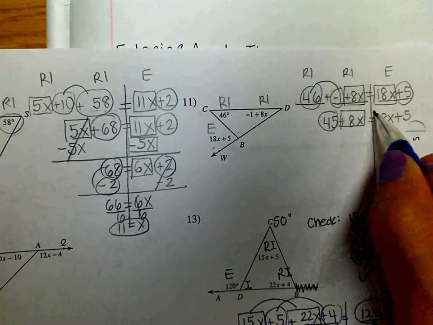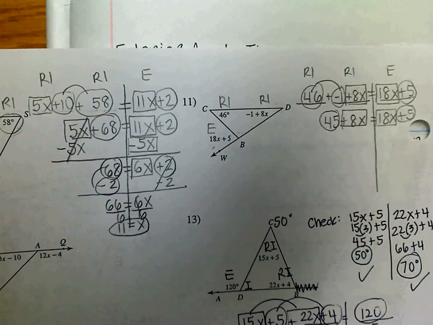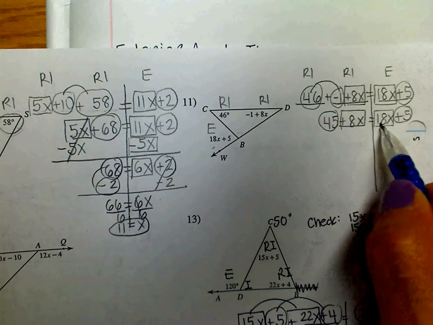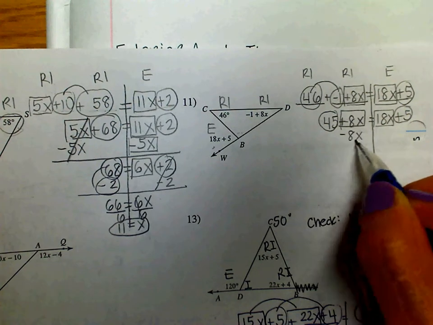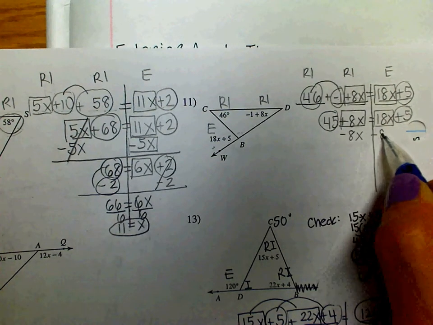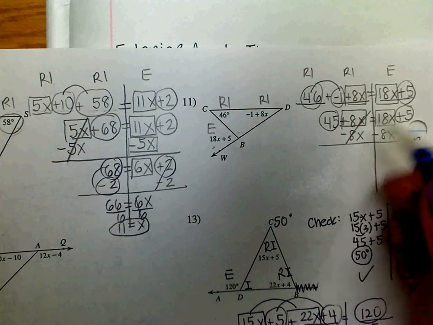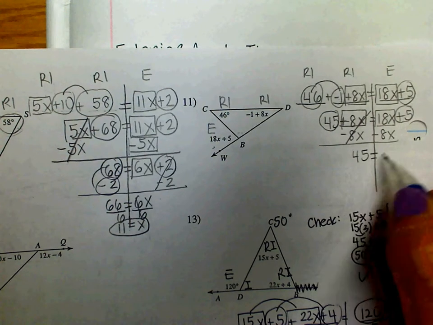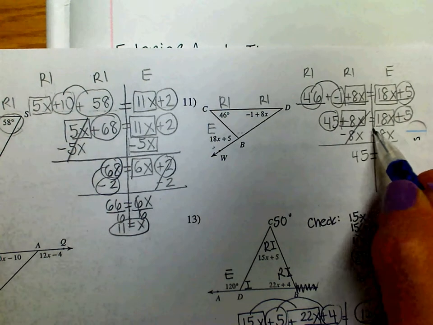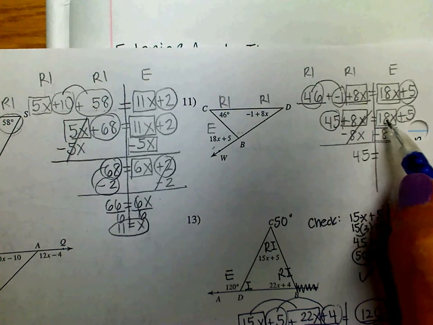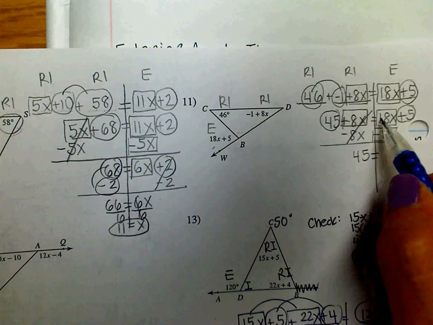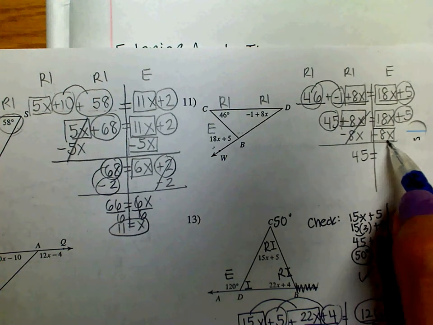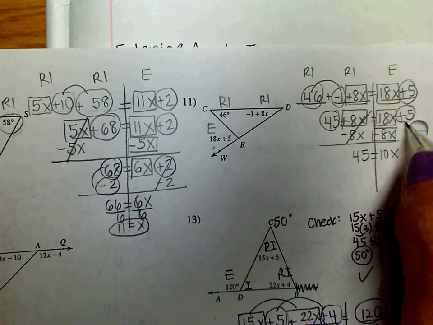and I have a variable on both sides. So I'm going to get rid of the smaller variable. It's adding, so I'm going to subtract, and whatever I do to one side, I do to the other side. Eliminate, bring down the 45. 18x minus 8x is one way to say it, or you can say 18x plus negative 8x. That comes out to be 10x, and don't forget to bring down the plus 5.